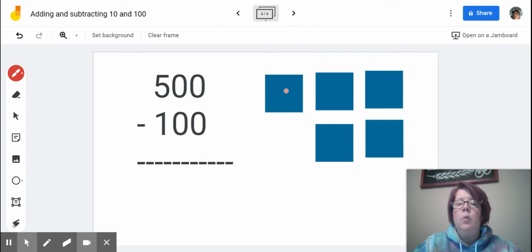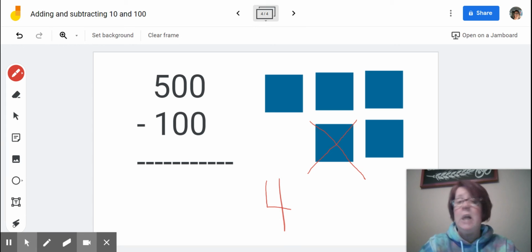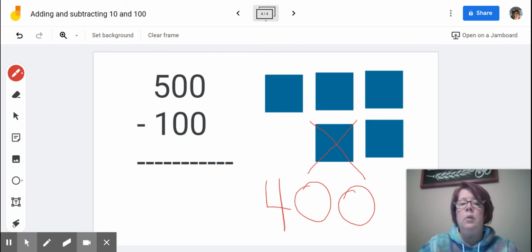Here we have 1, 2, 3, 4, 5 100 blocks. If we're going to take 100 away, we're going to take a whole 100 block away or cross it out. How many do we have left? 1, 2, 3, 4. So it's 4, but we have to remember it's not just a 4, it's 400. So we have to add our zeros. 400.